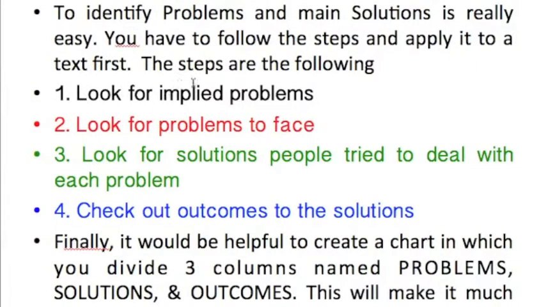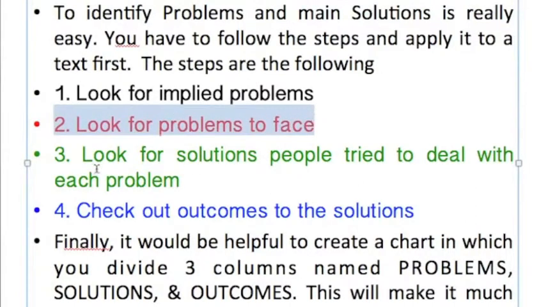1. Look for implied problems. 2. Look for problems to face. 3. Look for solutions people try to deal with each problem. And 4. Check out outcomes to the solutions. Finally, it will be helpful to create a chart in which you divide 3 columns named problems, solutions, and outcomes. This will make it much more organized.